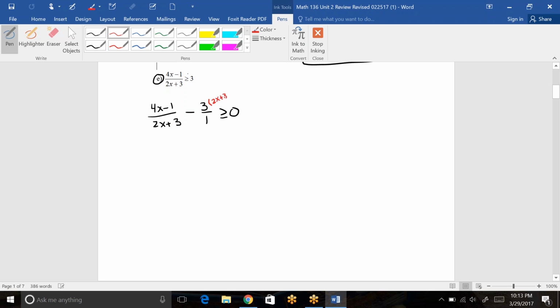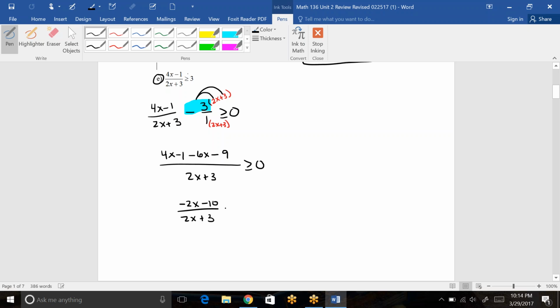So if I multiply this one by 2x plus 3 on top and bottom, that will then create a common denominator for those two fractions. So this would be 4x minus 1. Be careful right here. This is a negative 3 that is getting distributed to both of these. So that would be minus 6x and minus 9 all over 2x plus 3 greater than or equal to 0. If we combine like terms on top, we get negative 2x minus 10 over 2x plus 3 greater than or equal to 0.